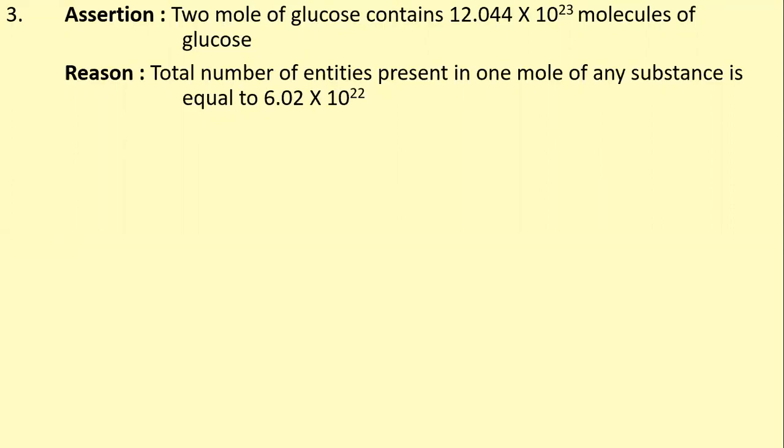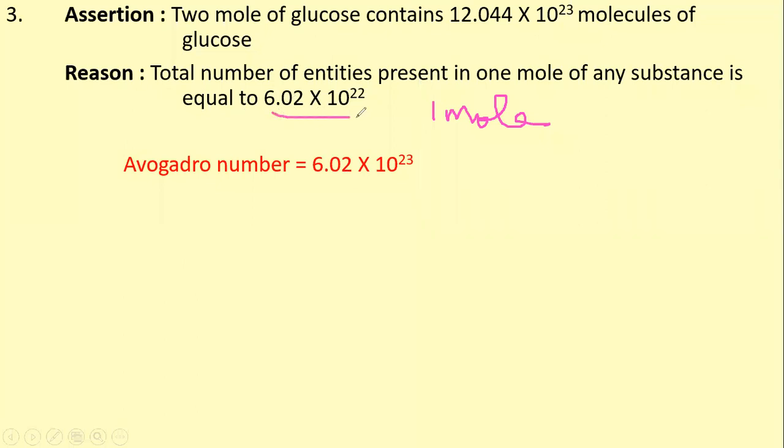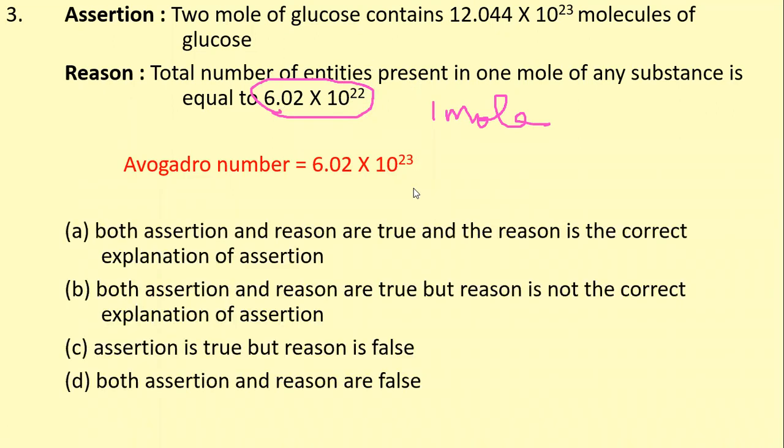See here, we all know what the Avogadro number is. See, 1 mole will be equal to the Avogadro number, right? So the Avogadro number is given by 6.022 into 10 to the power 23. This is said to be the Avogadro number, right? But here in the reason they have given 6.022 into 10 to the power 22. Here itself we can find whether it is right or wrong. We all know 1 mole will be equal to the Avogadro number. So now we have to check with the options here.